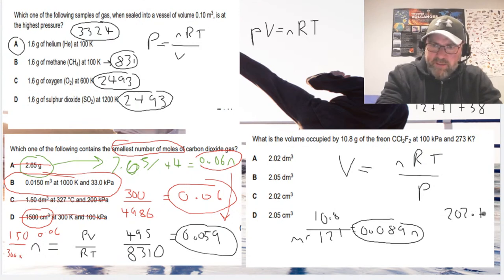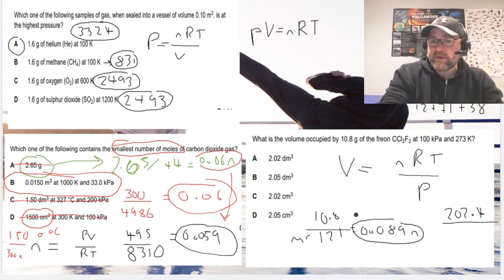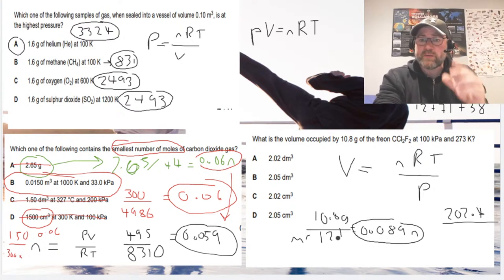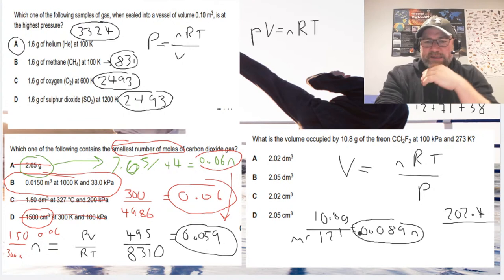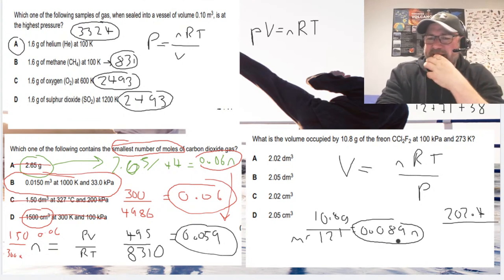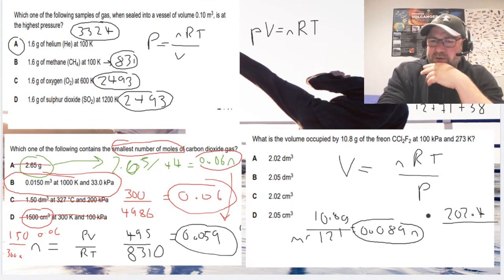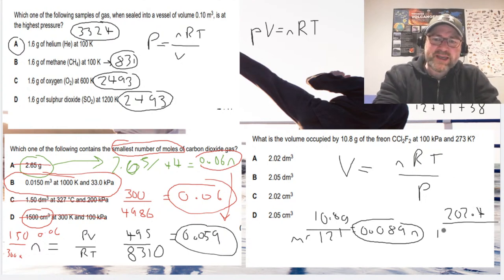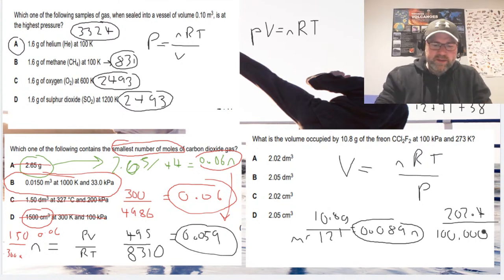And we're going to come up with 202.4 for our top number. That is n times R times T. So we did n, the number of moles, found by doing the grams, 10.8 grams, divided by 121, which is the MR of Freon, hopefully. Equals 0.089 moles. We're going to do moles times 273 for the Kelvin times 8.31 for the R. And now we need to divide it by the pressure. The pressure is in kilopascals. What do we have to do? We have to convert that back to pascals, and this should give us the volume.